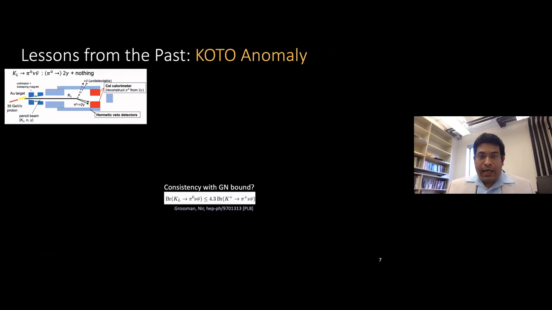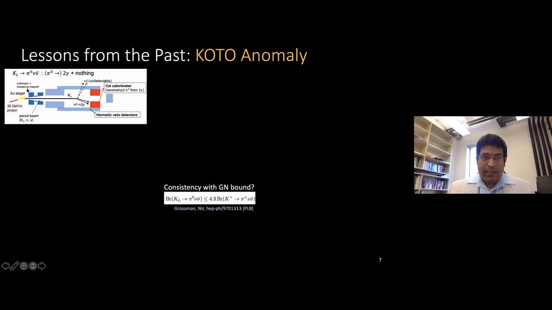And then the next one I would like to point out is the KOTO anomaly. Some of you may not be familiar with what KOTO is, so let me just explain the experiment a little bit here. This is an experiment at J-PARC. They are looking for the K-long decays to a neutral pion and a neutrino pair.